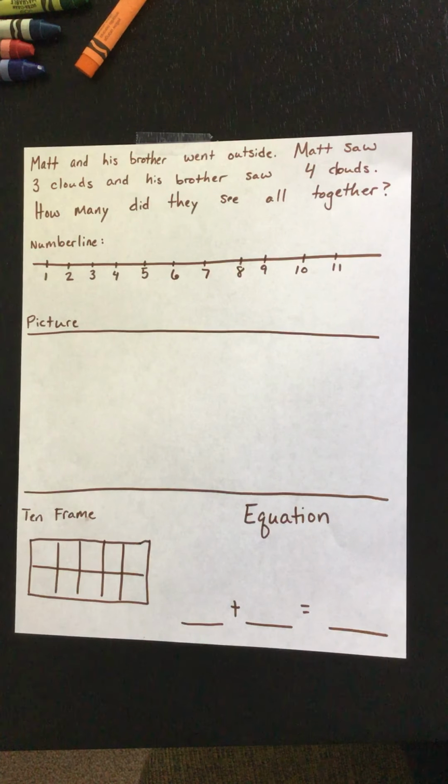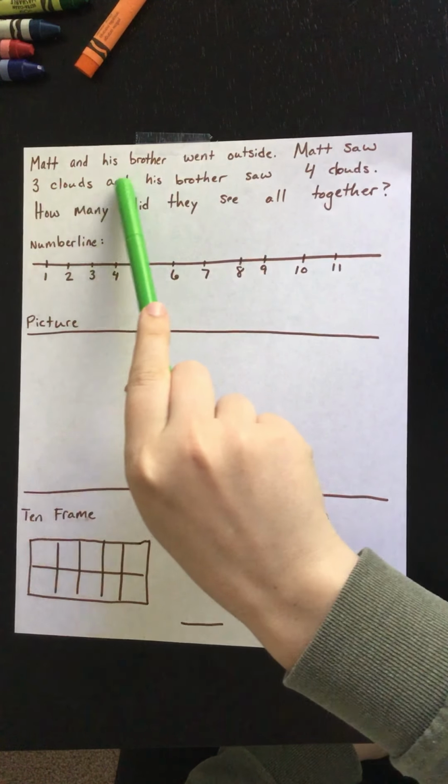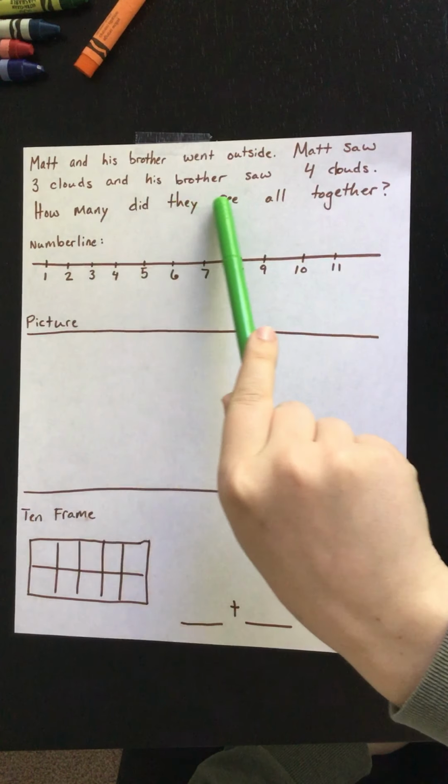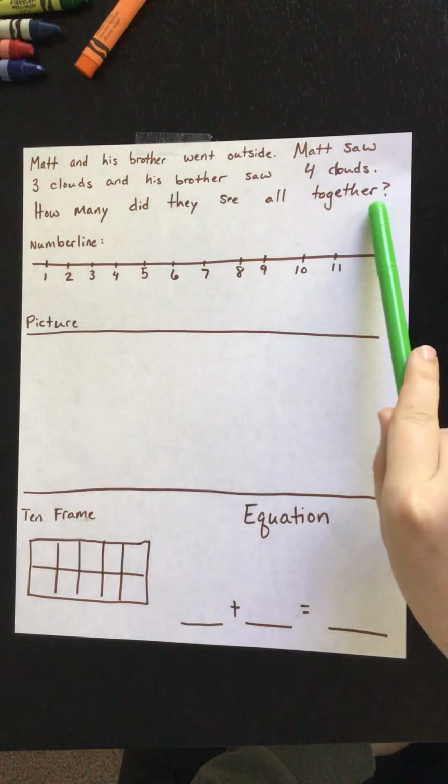Hey friends, this week we're going to be working on addition story problems. So it's going to be like reading you a story, but you have to listen for the numbers inside of the story to do math with them. So this first problem says, Matt and his brother went outside. Matt saw 3 clouds and his brother saw 4 clouds. How many did they see all together?